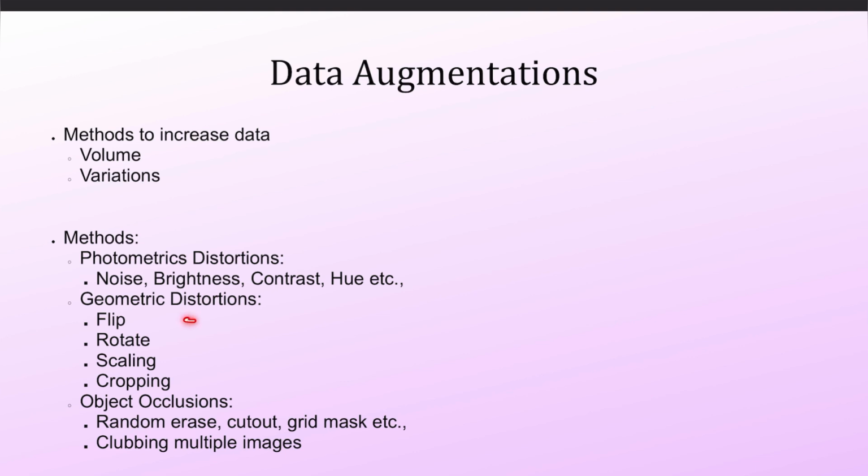The second category is geometric distortions. Geometric distortions actually affect the position or shape of the image or object. Some examples are flipping, rotation, scaling, cropping, all these things. So these are very basic operations on modifying the image. And the third category is object variations, modifying the image at object level. So maybe you are randomly cropping out some portion of the object, removing that and placing it in some other images, or you are masking some portion, or you are clubbing multiple images together to form a single image. All of these come under the object occlusions category.